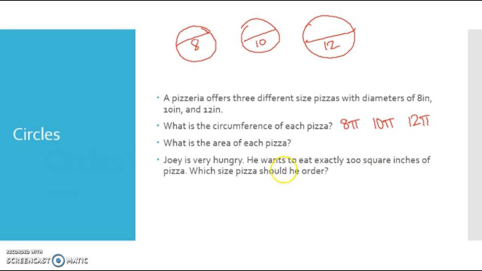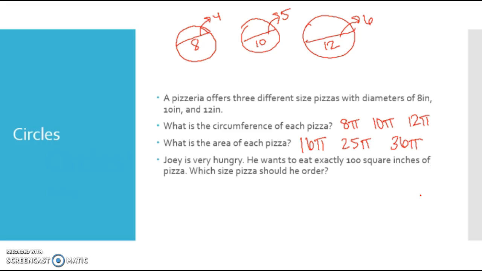Then to find the area, we do pi r squared. So now I have to have the radius. So the radius of the first one is 4. The second one's 5. And the third one is 6. So 4 squared is 16. So we get 16 pi. 5 squared is 25 pi. And then 6 squared gives us 36 pi. So those are our circumference and areas of each of the pizzas.